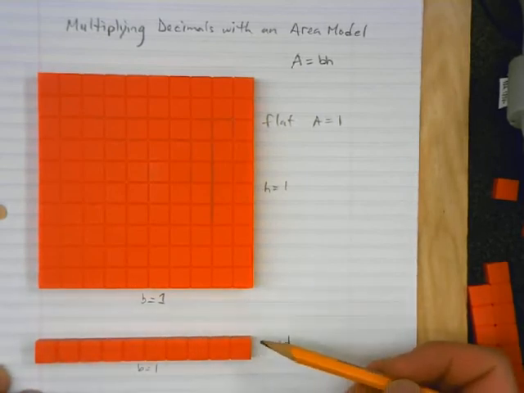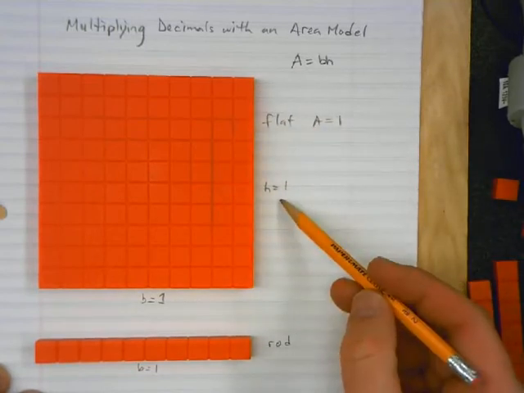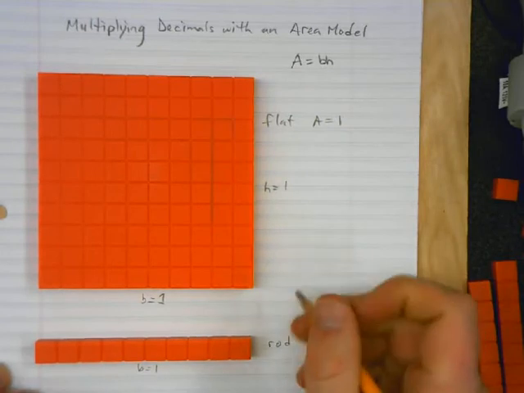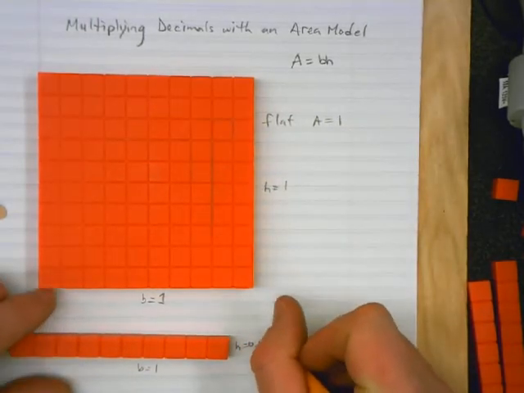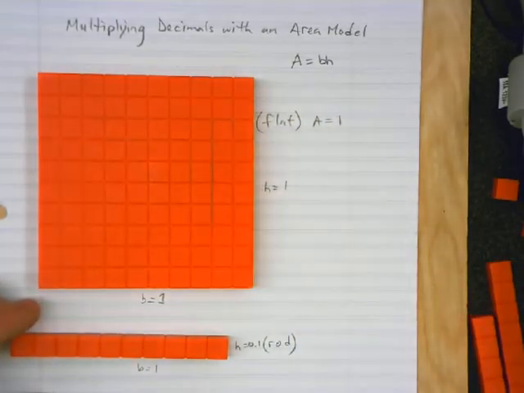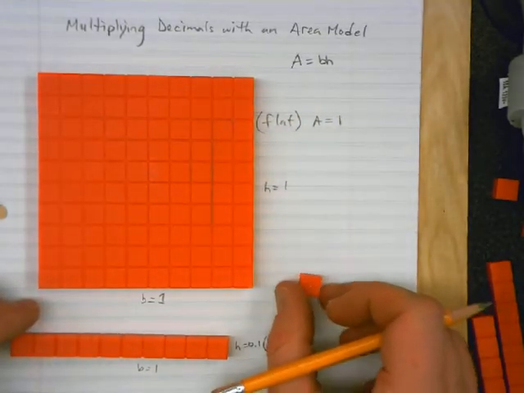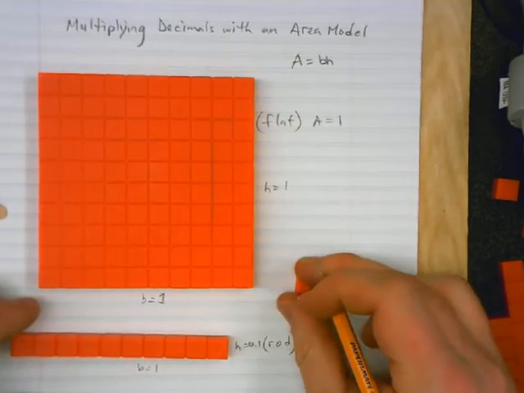So base is 1, its height is 1. So what's the base of this then? If the base of this is 1, what's the base of this rod? The base must be 1. It's the same as this base. Its height is not the same though. Its height is only 1/10 of this height. So if this height is 1, this height must be 0.1. And it's called a rod.